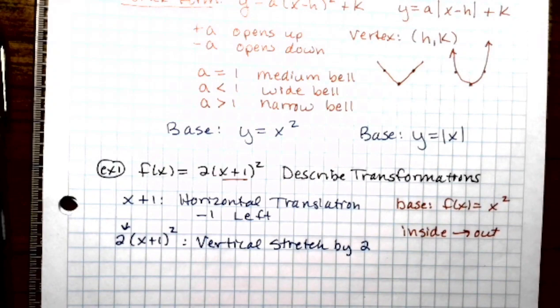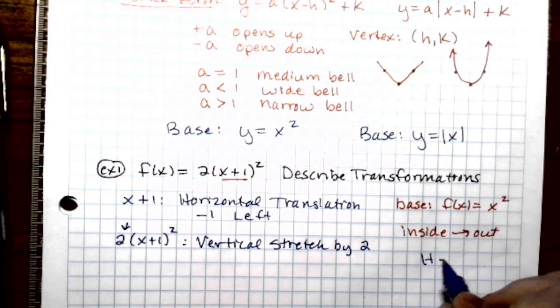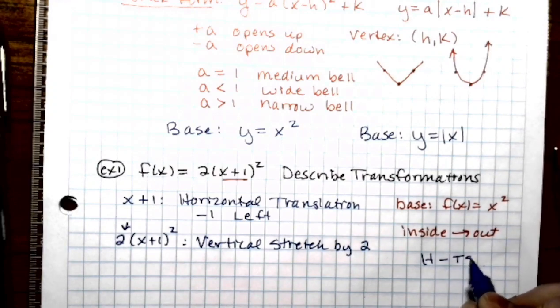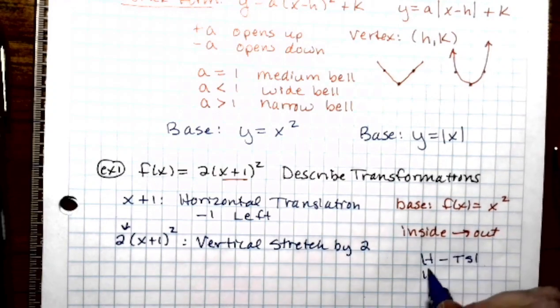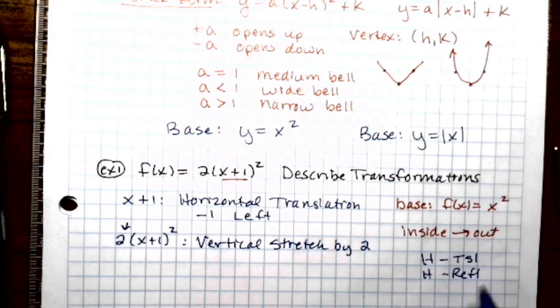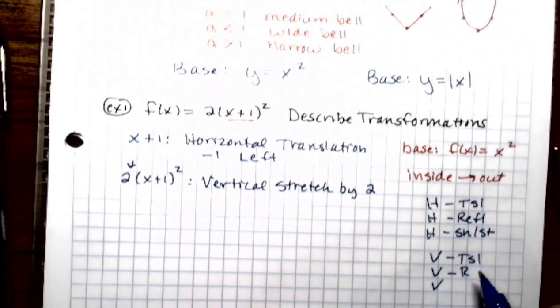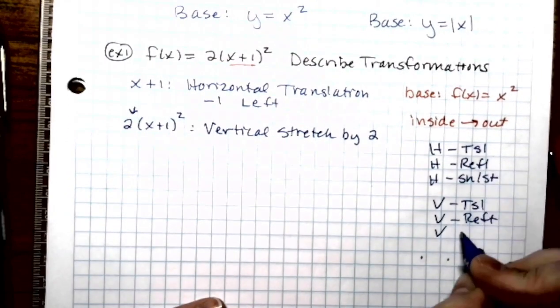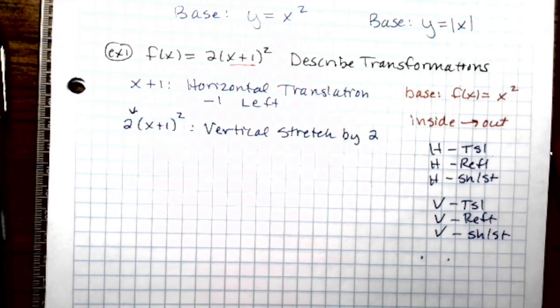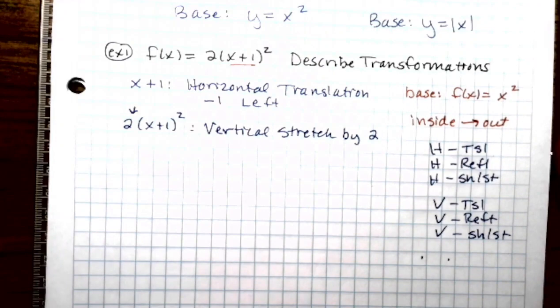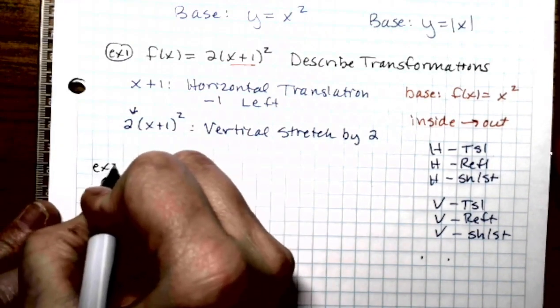So you just keep going from inside to outside. You do horizontal translation, and then you do horizontal reflection, and then horizontal shrink and stretch, and then you do the same things in the vertical. Vertical translation, vertical reflection, vertical shrink or stretch. So it goes inside to out. Okay, so let's do another example.